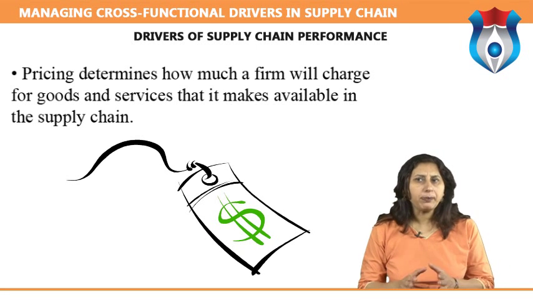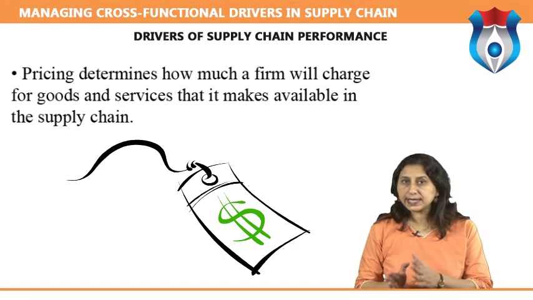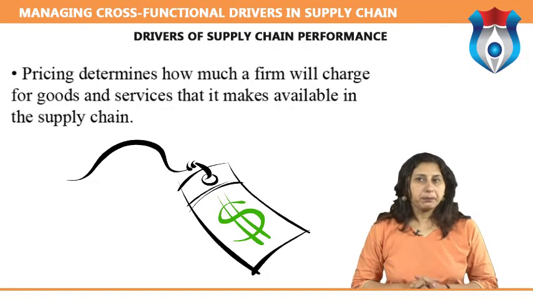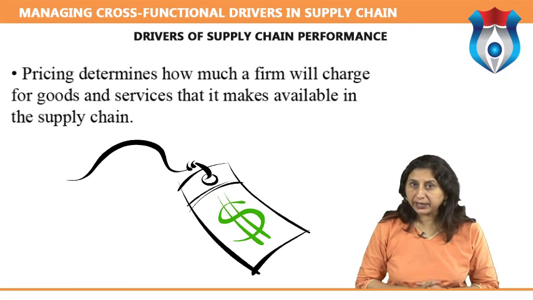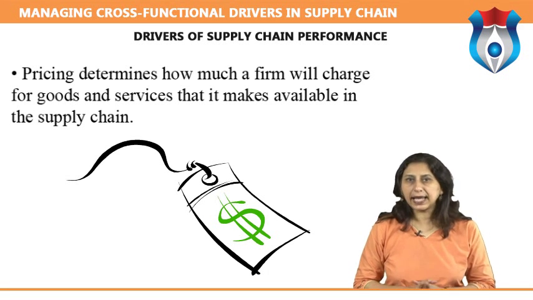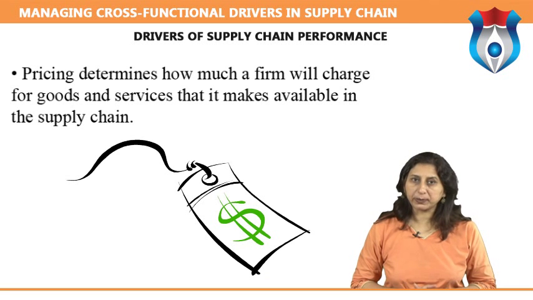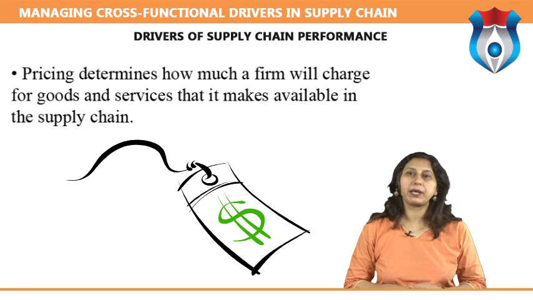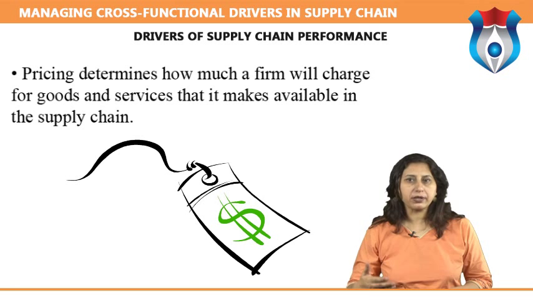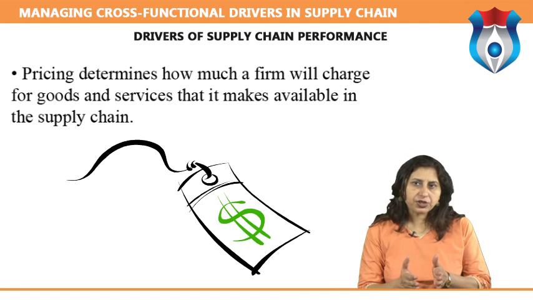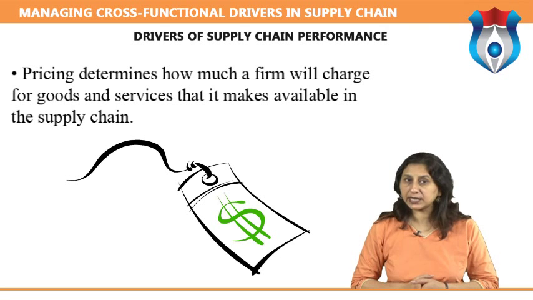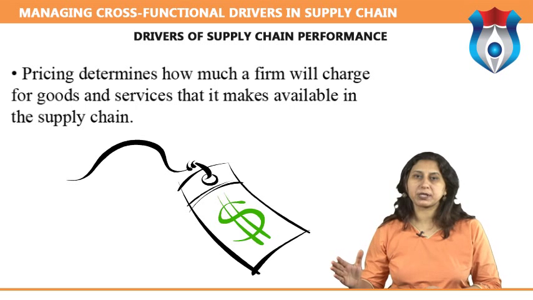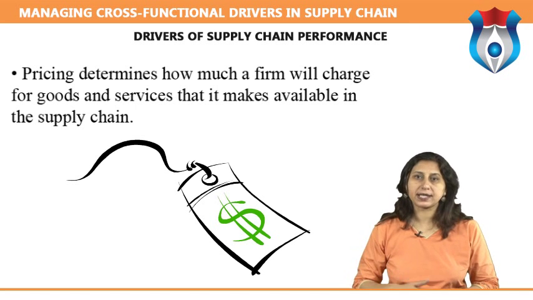Pricing determines how much a firm will charge for goods and services that it makes available in the supply chain. Pricing affects the behavior of the buyer of the good or service, thus affecting supply chain performance. The supply chain is made responsive by using information technology to convey order information effectively, structuring very flexible manufacturing facilities to be able to produce in small lots, and using responsive transportation to deliver the furniture to the customer.